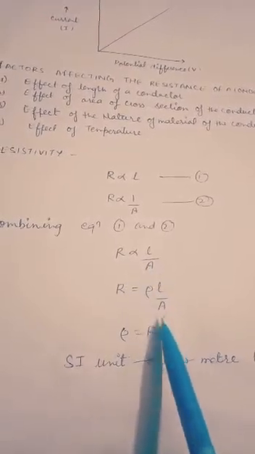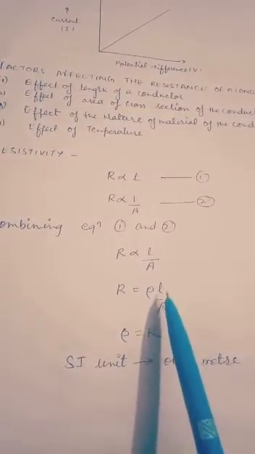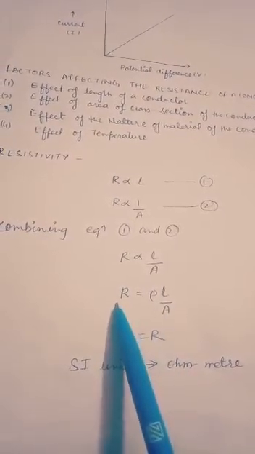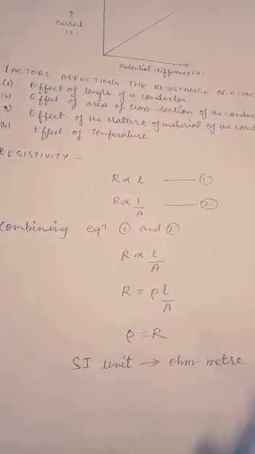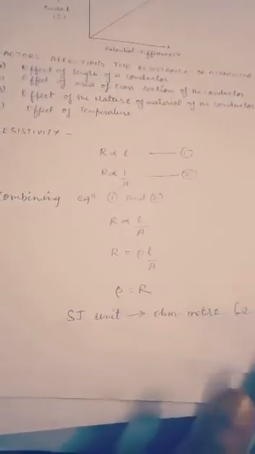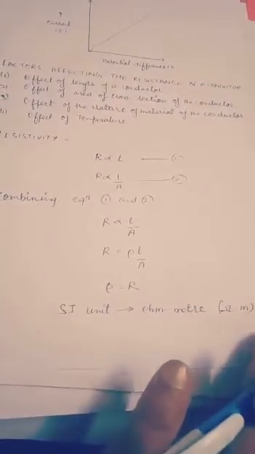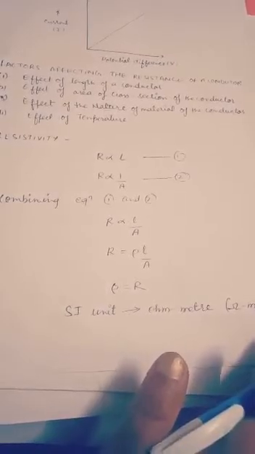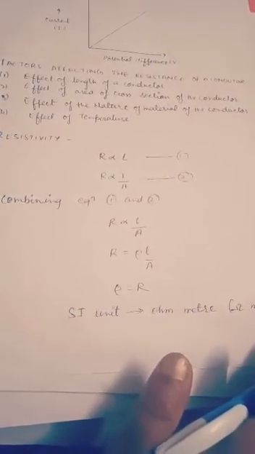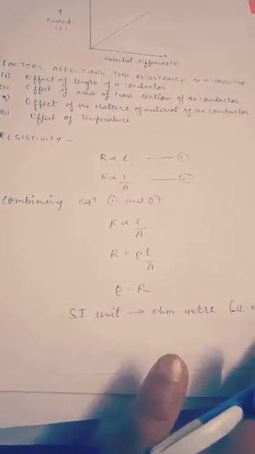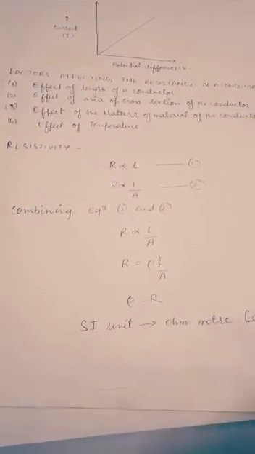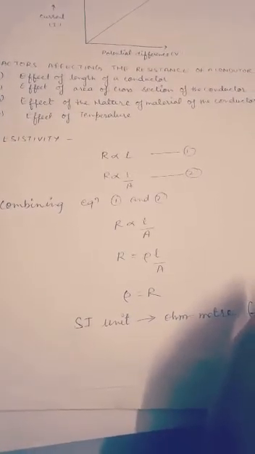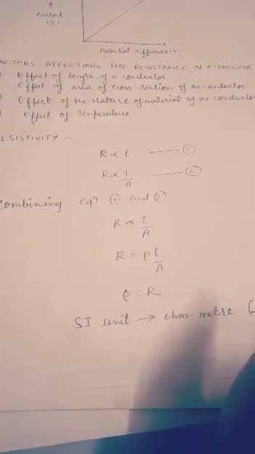See, length is meter, A is meter square. So if you cancel this out, rho will be equal to, meter will go this side, this will be ohm meter. So the unit of this will be ohm meter. Resistivity is a characteristic quality of any material. It does not depend upon the length and cross-sectional area of that material. Understood, children? Now in the next segment we are going to discuss the numericals of Ohm's law and resistivity.